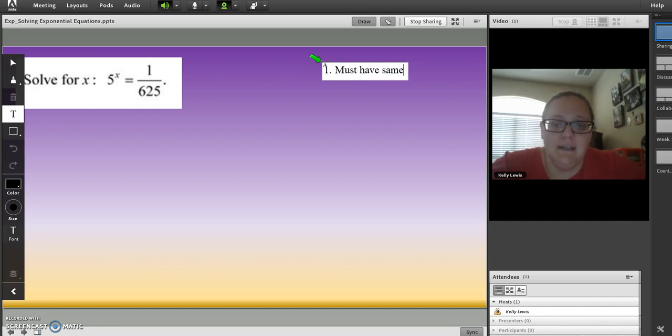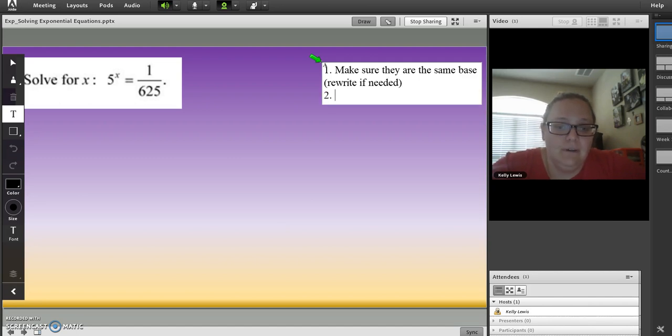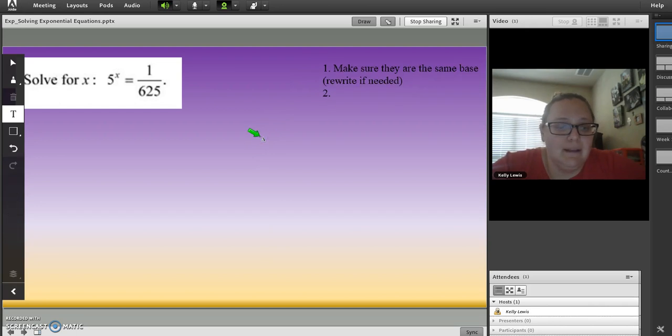Must have same base. The first one is going to be kind of hard, and we did one nearly similar to this in another video. As we're doing this very first one, I'm going to be typing out the steps. If you're a step person, I'm a step person. Give me four or five things I can do every time. So, make sure they are the same base. We are going to need to rewrite.